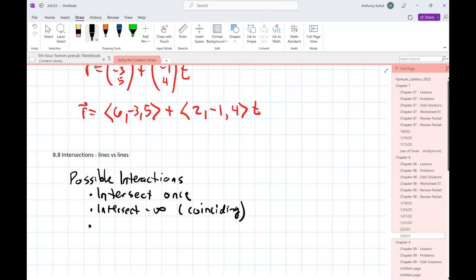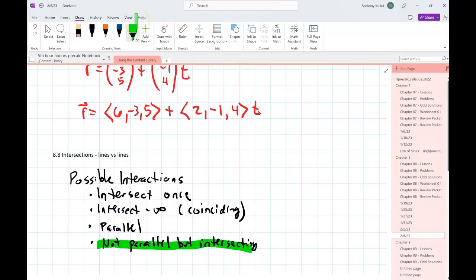The third outcome would be, what's that? Okay, specific. Well, there's two types of never. Parallel is one type of no intersection. The other type is not parallel, but not intersecting. This is the new one, right? The other three were the same as two-dimensional space. What the heck does that look like, Mr. Kulik?